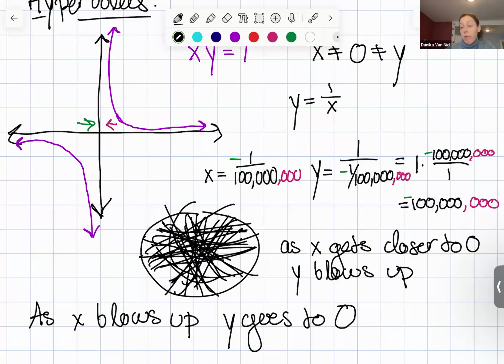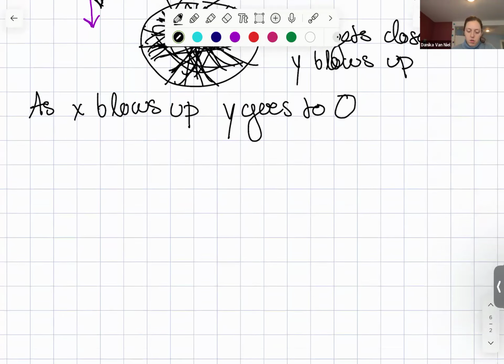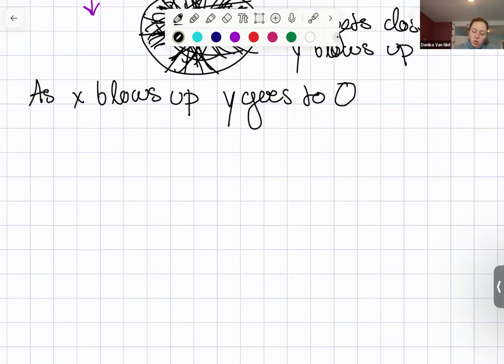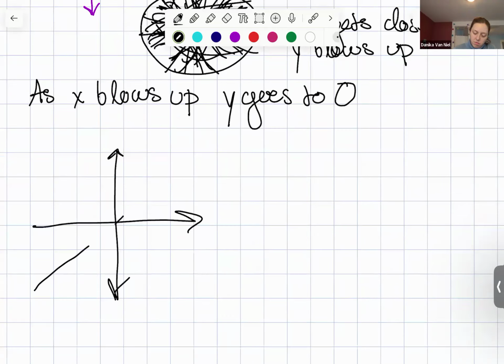Okay. Well, hyperbolas always have two asymptotes. Okay. So here are two other examples. So the dotted lines are the asymptotes.